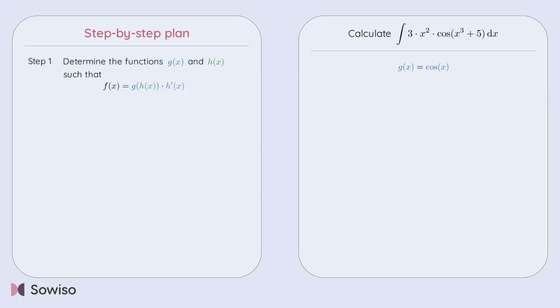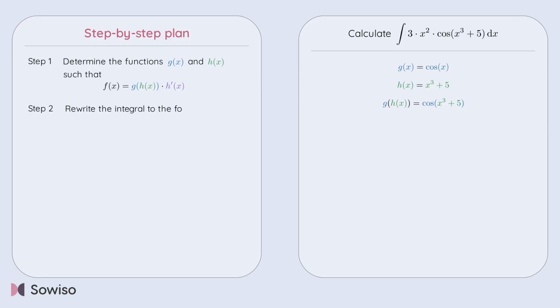In our case, our best option of g of x is the cosine of x. If we then choose h of x equal to x to the power 3 plus 5, we see that the derivative of h of x is equal to 3 times x squared, which we see in our f of x. That means g of h of x is equal to cosine of x to the power 3 plus 5.